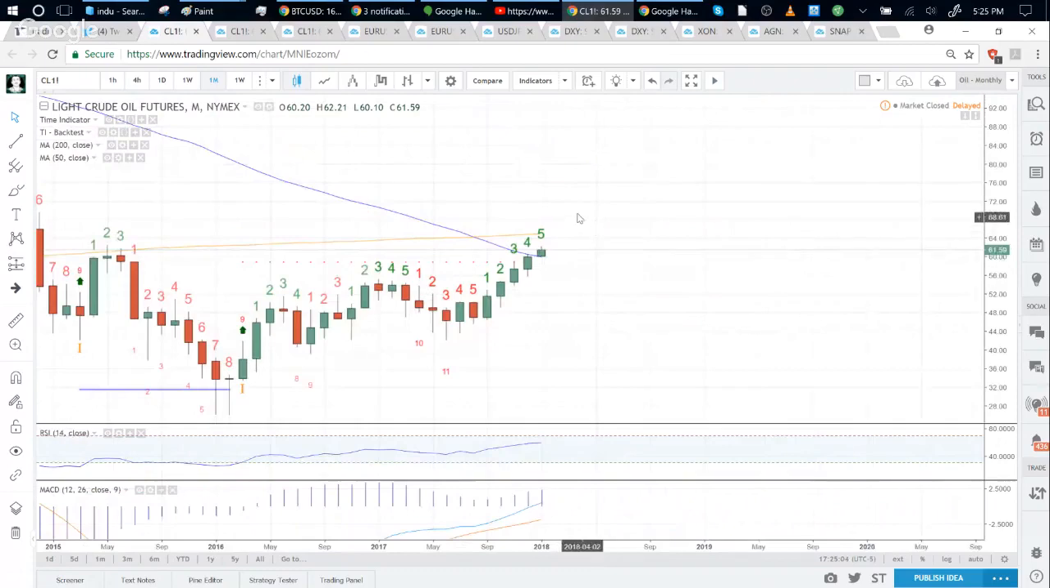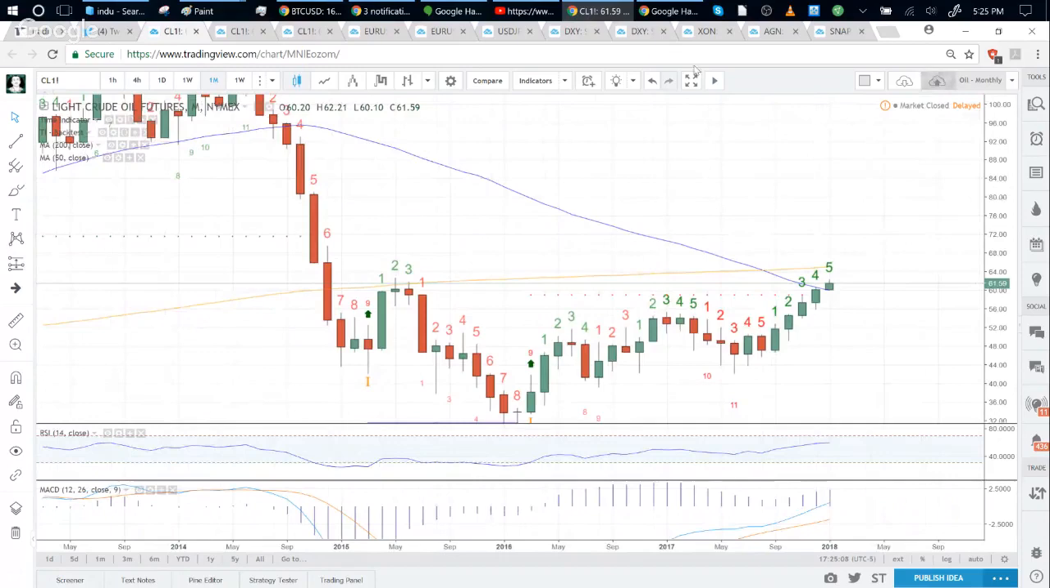Let's see what happens when we hit another monthly 9 on the bull side. Looking forward to that. Okay. All right. Let's save this. Let's close the monthly chart.